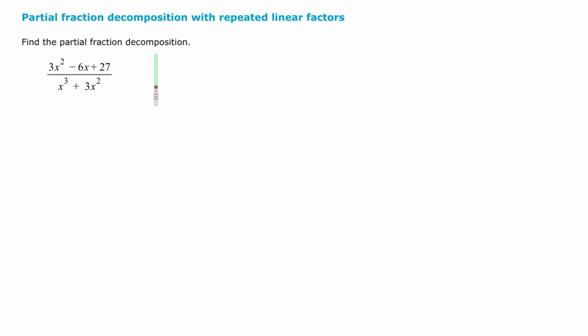Find a partial fraction decomposition. We have a second degree polynomial in the numerator, and we have a third degree polynomial in the denominator. That's a good sign. As long as the degree of the polynomial in the numerator is not greater than or equal to the degree of the denominator, then we're okay. We are ready to do partial fraction decomposition. Otherwise, you would have to do a process called long division and then try to do partial fraction decomposition.